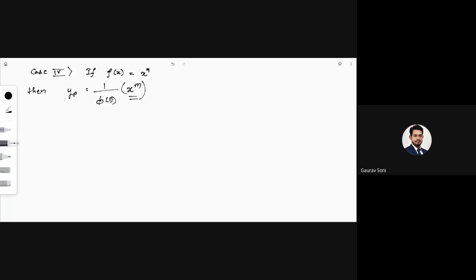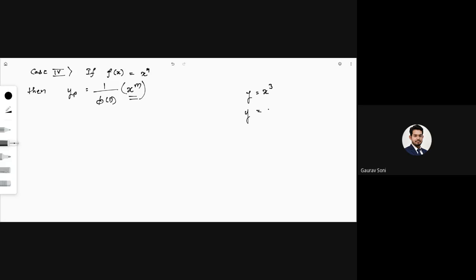x raised to m minus n. Let's see. Yes, x raised to m minus n. No. Okay, let's do it. Say x cube. This is your y. Take the derivative of this.